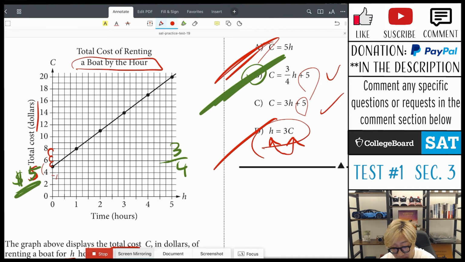Went from 5 to 8. So yes, your rise is 3. But look at your run: 1, 2, 3, 4. Does that look like 4? No, what's that? It says 1. So the run is just 1, and the slope is 3. So the answer is this one.